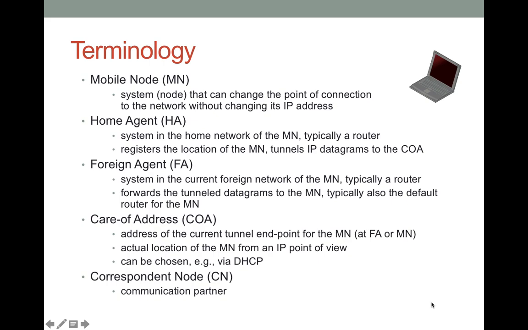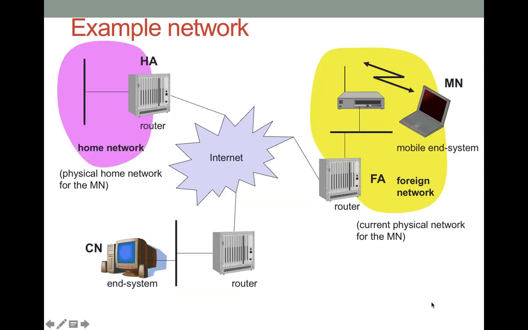Corresponding node, CN, is the communication partner. I will show this one. For example, here, if you look at this, let me get the ballpoint. Okay, imagine this is your network, the home network. You are here, and this is the mobile end system. Basically, the mobile node here, MN, is currently at the foreign network. So we have the home network and the foreign network.